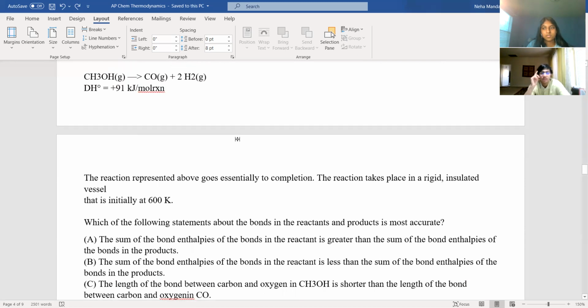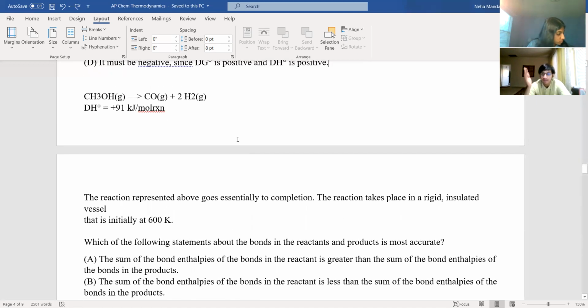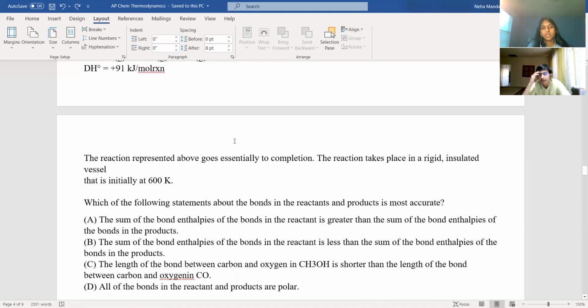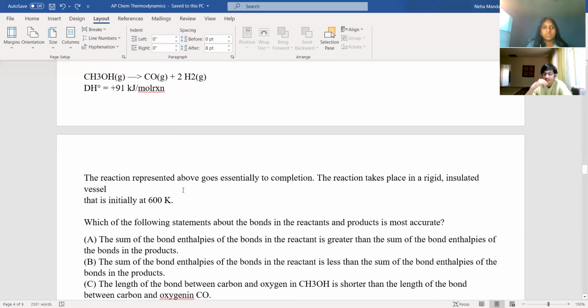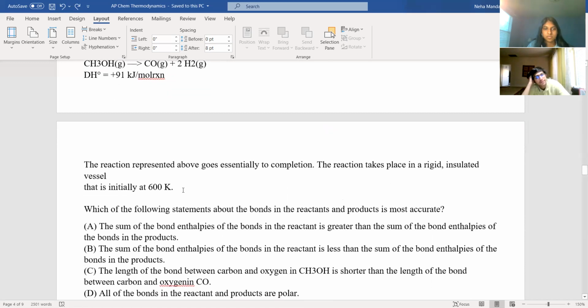On the AP exam, when you're doing the FRQs, I wouldn't say spontaneous. I would say energetically favorable or energetically unfavorable when you're explaining. Spontaneous is a nice way to think about it, but technically, it's not about spontaneity. It's more about favorability.